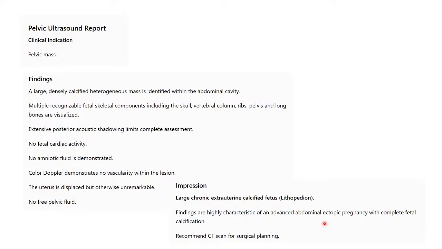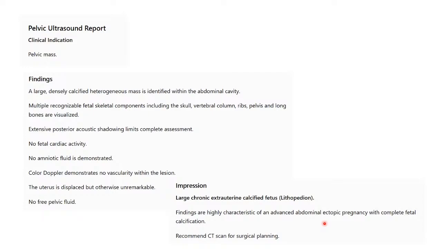CT evaluation, multidisciplinary assessment, then conservative management in selected elderly asymptomatic patients. If someone is old, there's no need to bother them with it. There's no need for surgical intervention. If there are no symptoms, you can just let it be. Laparotomy is done if symptomatic or complications develop. At times it can be associated with pain, so in that case you operate and remove the lithopedion.